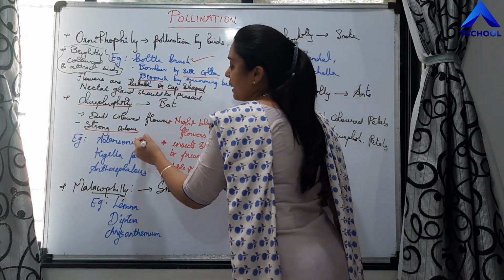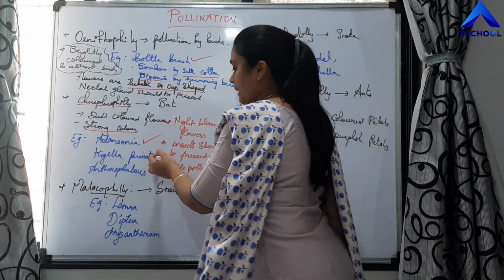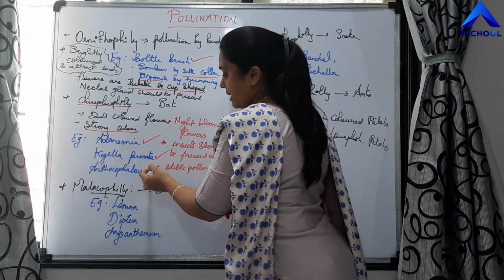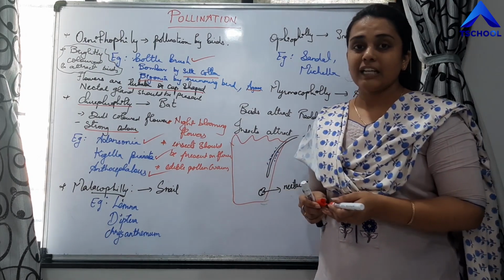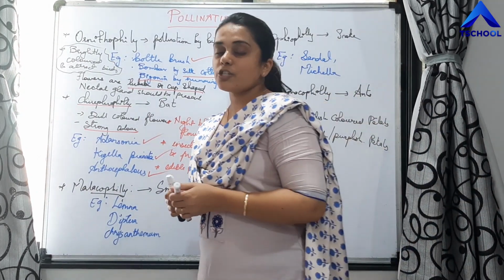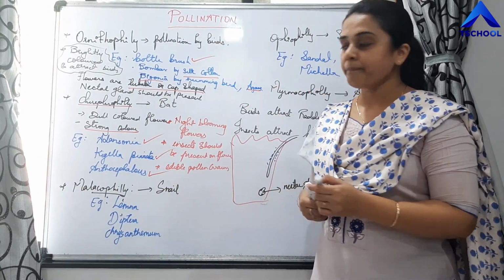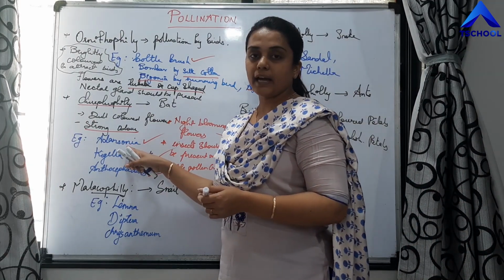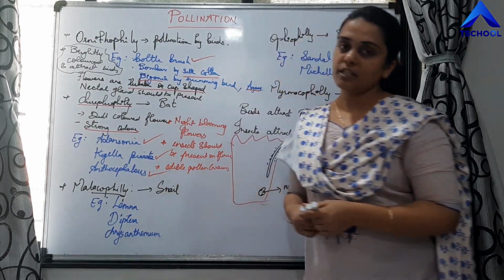Examples: Adansonia, Kigelia pinnata and Anthocephalus. These are the plants in which pollination is done by bats. Kigelia pinnata, Adansonia and Anthocephalus.